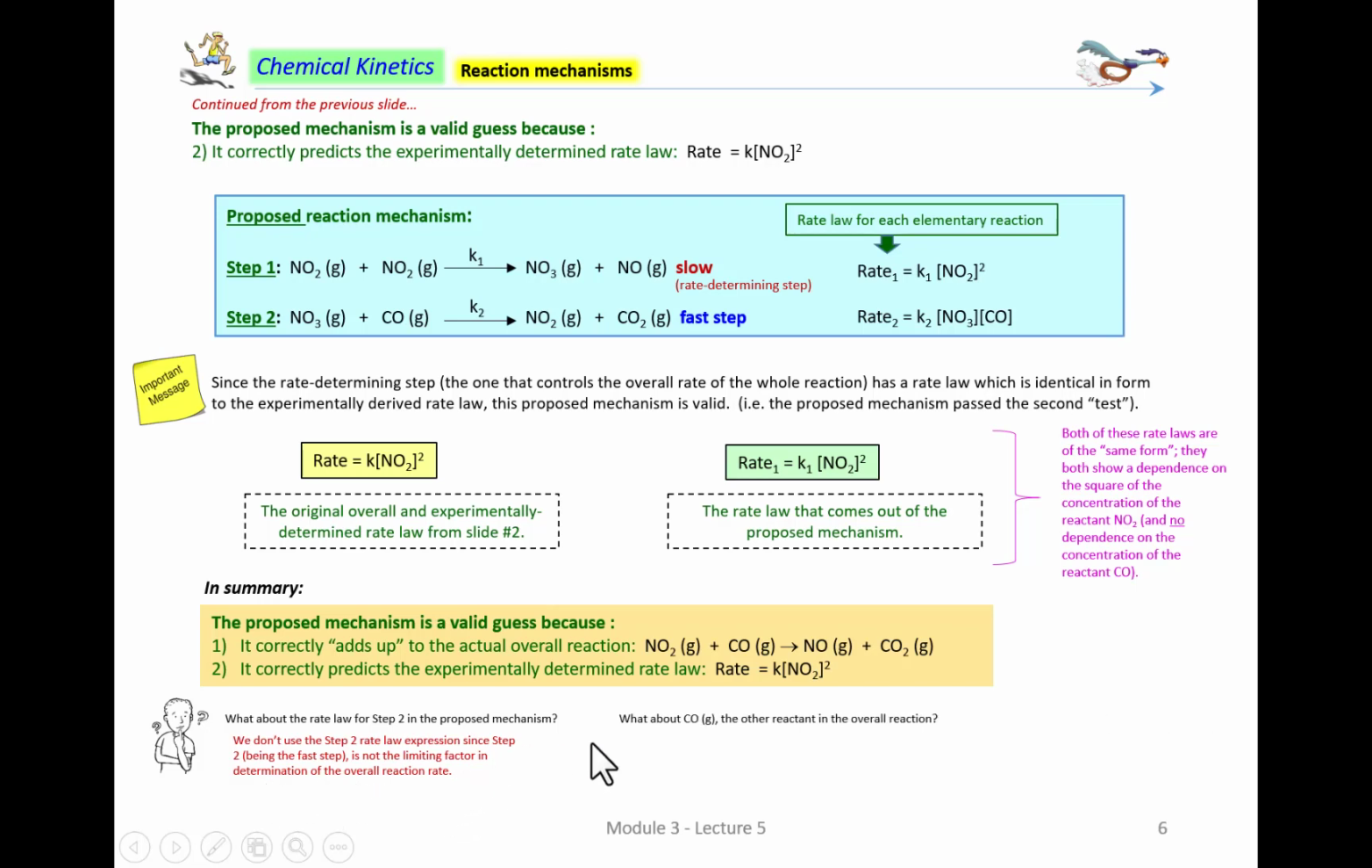What about CO, the other reactant in the overall equation? Well, remember, the experimentally determined rate law shows no dependence on the CO concentration. Our proposed mechanism explains this lack of dependence on the CO concentration. Our proposed mechanism says first, the collision of two NO2 molecules, which is a slow step and determines the overall reaction rate, must occur. Then the fast reaction of CO with one of the products of the initial collision of those two NO2 molecules occurs. So CO, of course, is part of the reaction, but it doesn't determine the overall rate of the reaction. Its concentration does not, and our mechanism explains this.